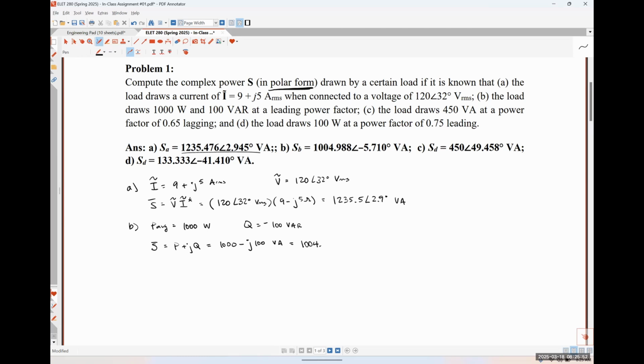1004.988, with an angle of, what was that? -5.710 degrees volt ampere. Great job. I need to get this calculator out of radian mode or it's going to drive me nuts. There we go. Okay. Yes.